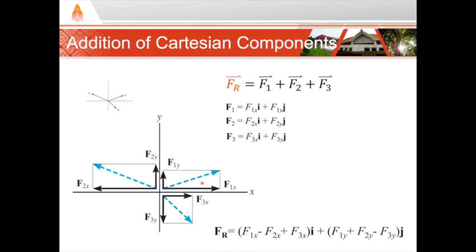And that's exactly what we do here. So break up F1, break up F2, break up F3, and add it together, and now we have the resultant force. So the best way we can do this is to look at some examples. I'll show you some examples of how to break up forces into their Cartesian components and how to add them together.